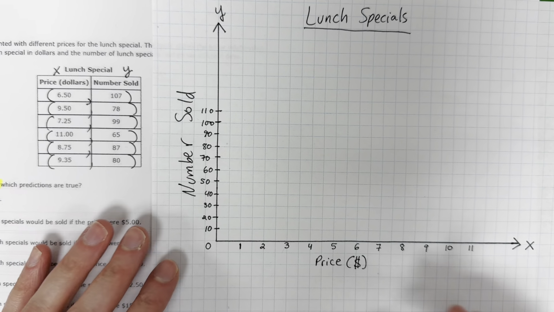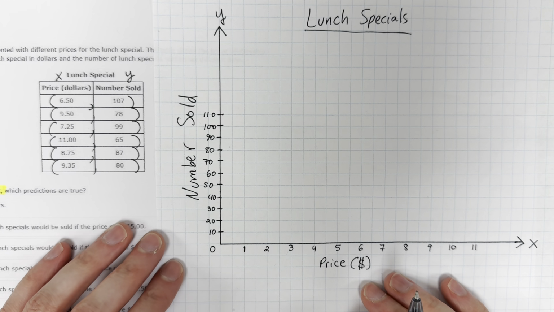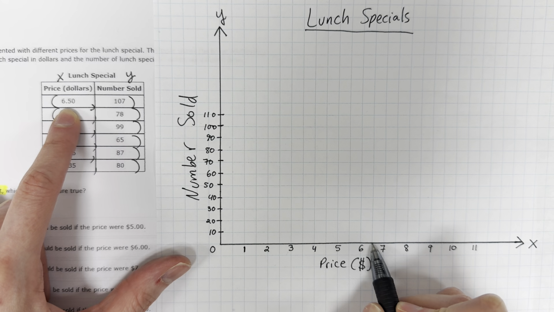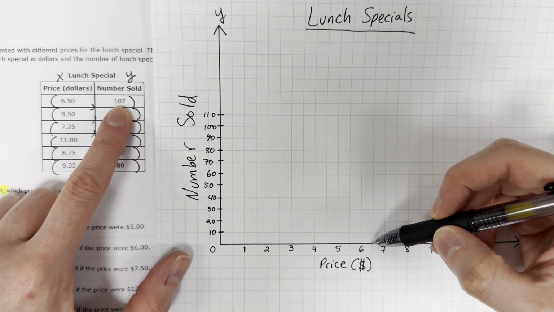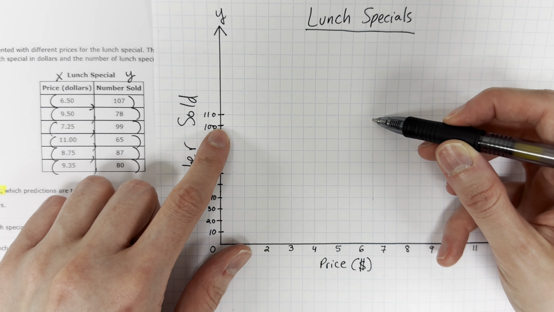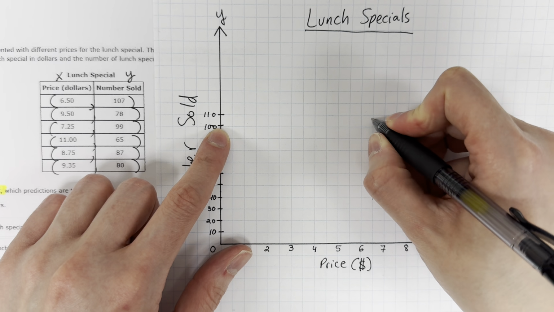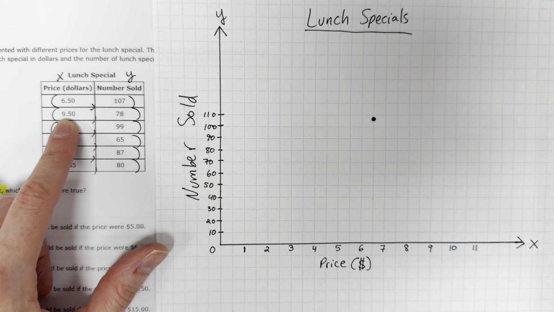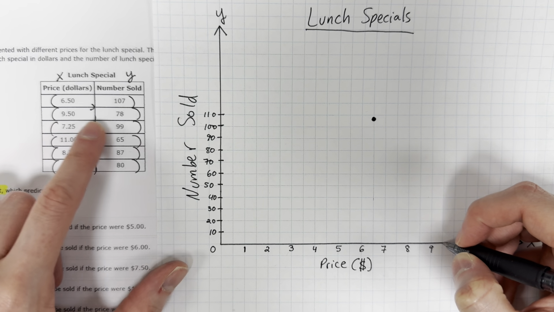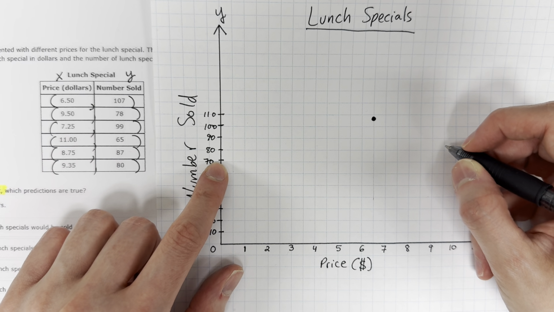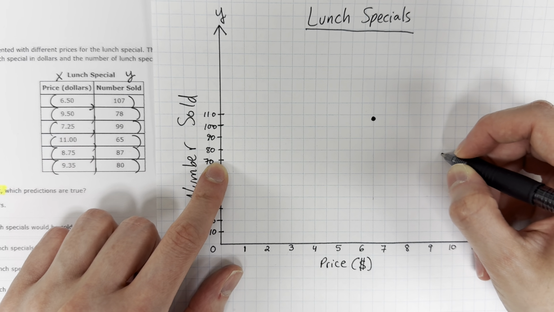All right. So it looks like I have 6.50, so 6.5 right here. 107. 107 is going to be a little more than 100 and a little less than 110. So it's going to be about right over here. Put a big point. All right, next one is 9.50, 9.5 to 78. 78 is between 70 and 80, but a little closer to 80.